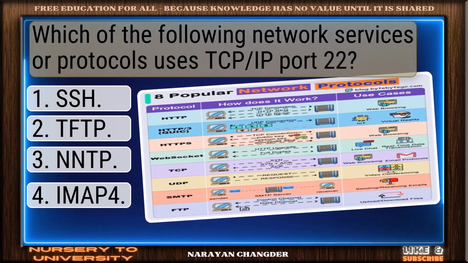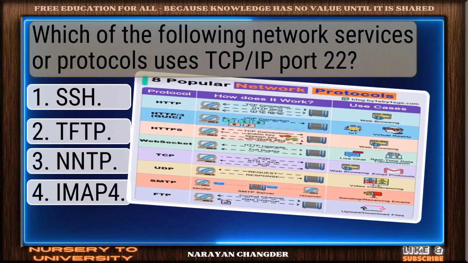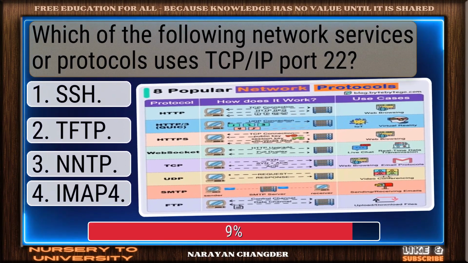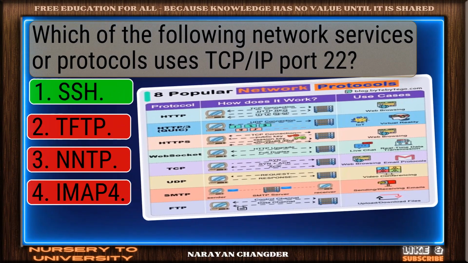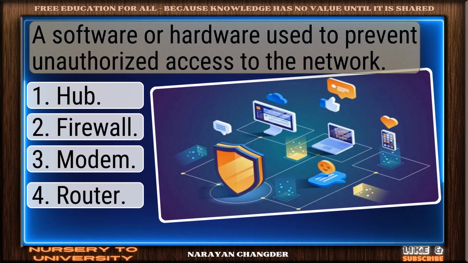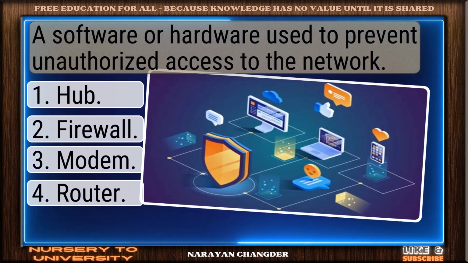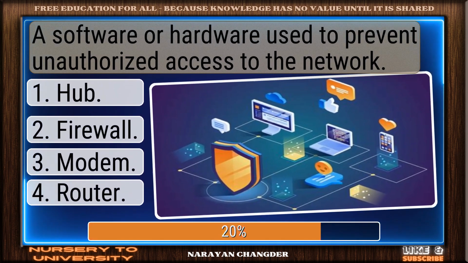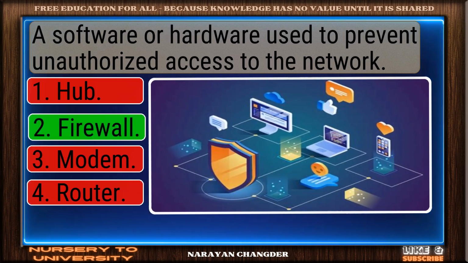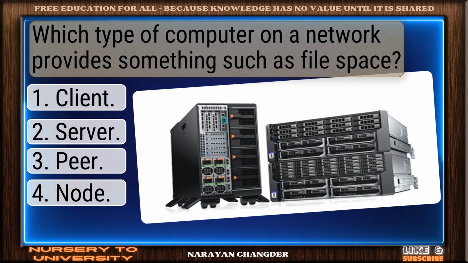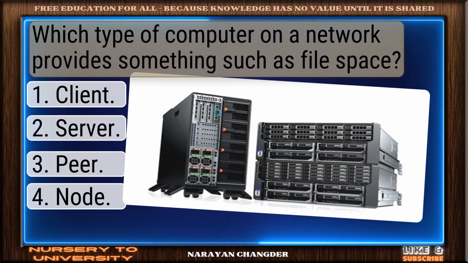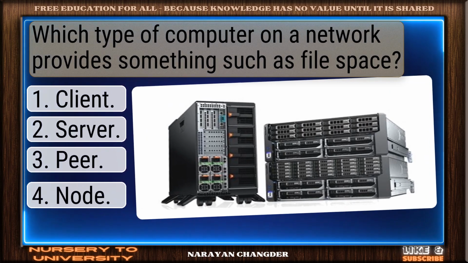Which of the following network services or protocols uses TCP/SAP port 22? Well done. SSH is right. A software or hardware used to prevent unauthorized access to the network. You're right. Firewall is correct. Which type of computer on a network provides something such as file space?